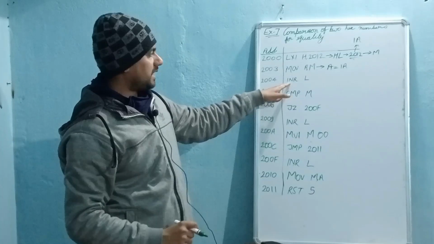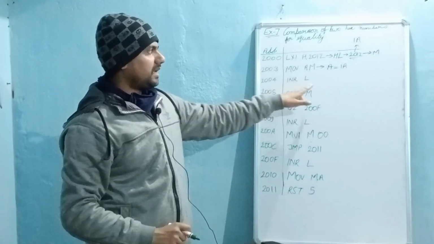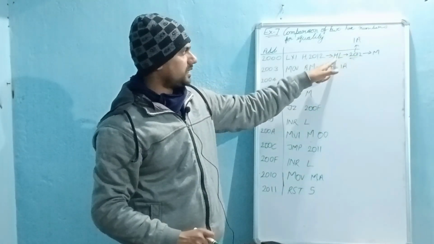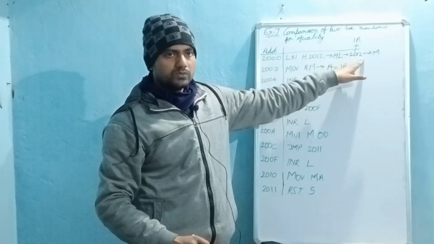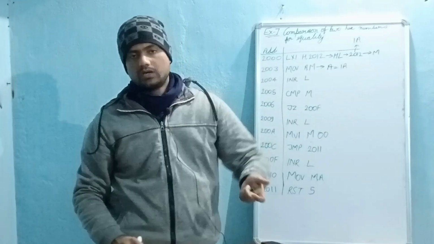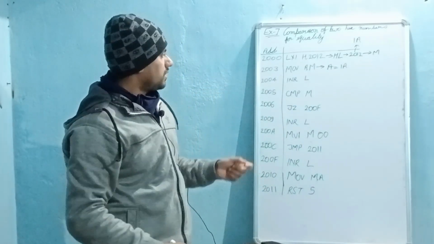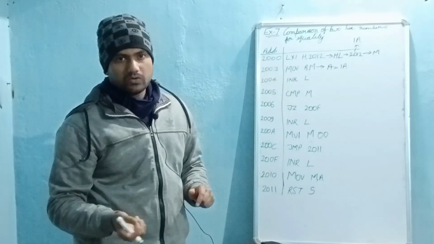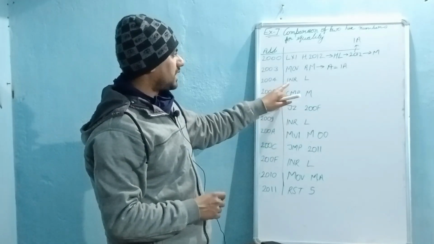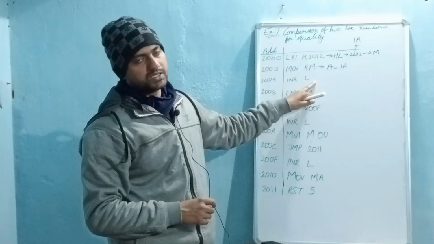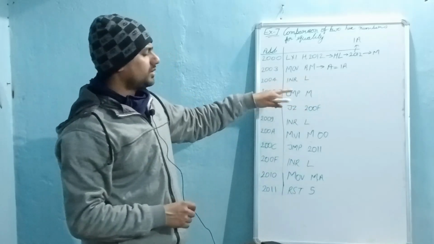The next instruction given is INR L. So it increments the L register, only L. Here the HL pair is given as 2012, so only L means this 12 will become 13. We can also use INX H here, and we will get the same result, because if we use INX H, the HL pair will be incremented by 1. So here you can use any one.